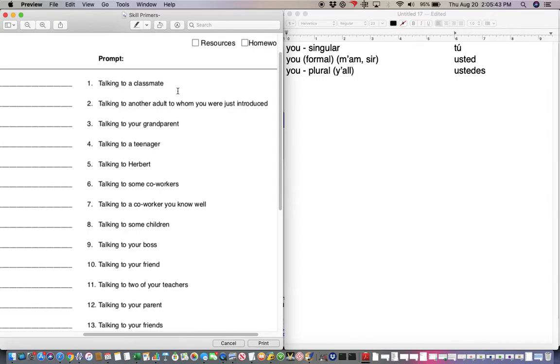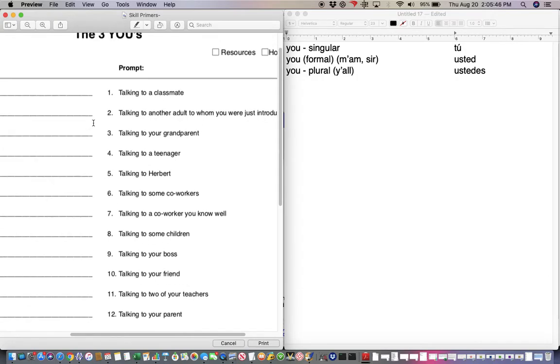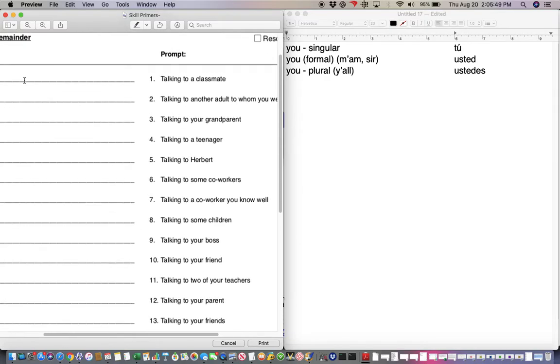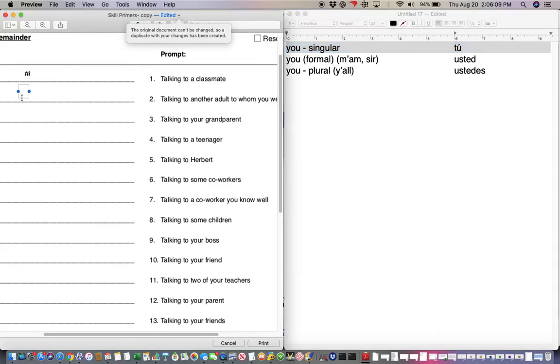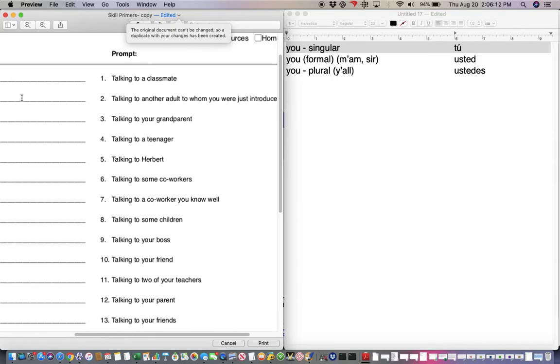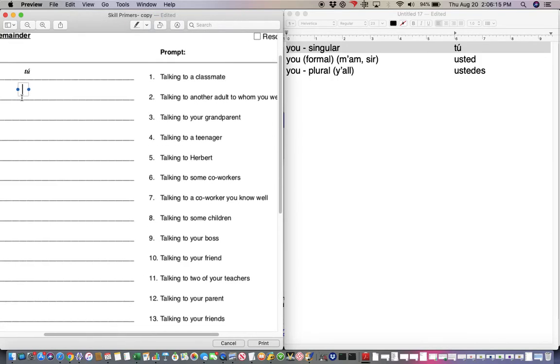So if you're talking to a classmate, we're going to use just regular tú. There's no sense in being formal when you're talking to a classmate. You're going to be just regular talking to another person. You certainly wouldn't be talking with you, plural, y'all, when you're talking to one person, a classmate. So this is the only one that makes sense. Number 2, talking to another adult to whom you were just introduced. If you were talking to another adult and you were just introduced to him, you should say sir or ma'am to that person. So this one is formal, usted.